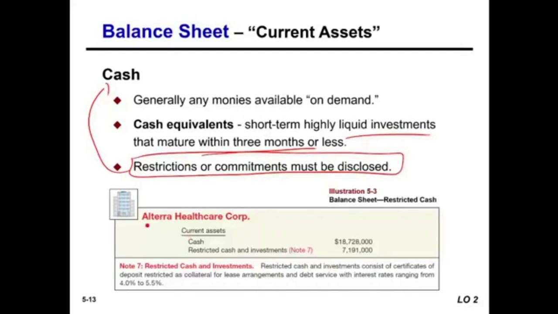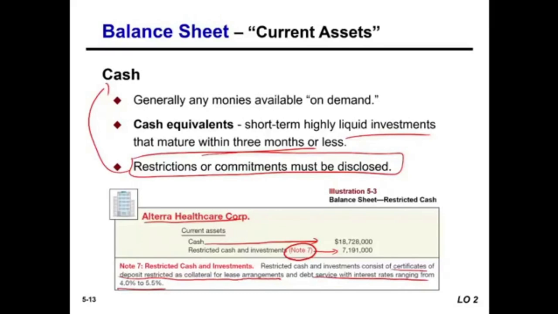So we have Altera Healthcare Corp. That's their cash position, 18 million and some change. Restricted cash and investments, they have 7.1 million, almost 7.2 million. So now when they have something restricted, they have to tell you why it is restricted. So look at note 7. Note 7 says we have restricted cash and investments consisting of CDs, certificates of deposit, as collateral for lease agreement and debt service with interest rates ranging from 4 to 5%.